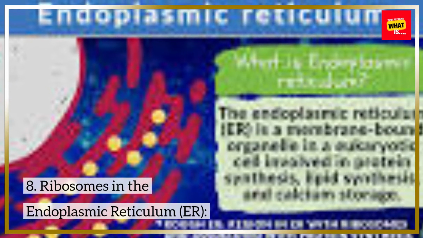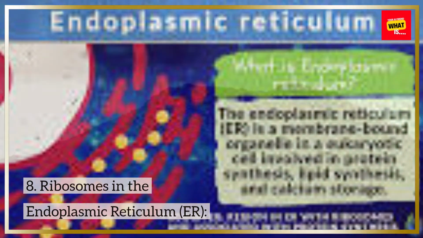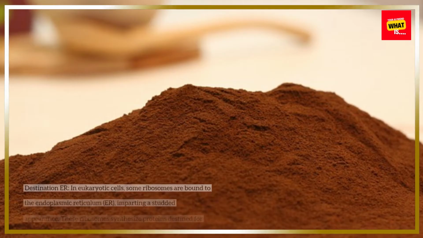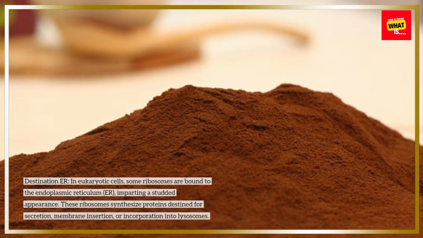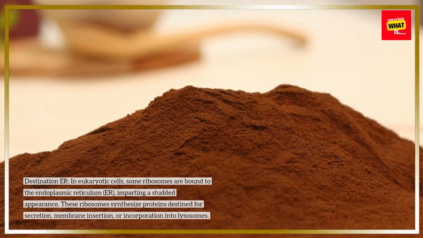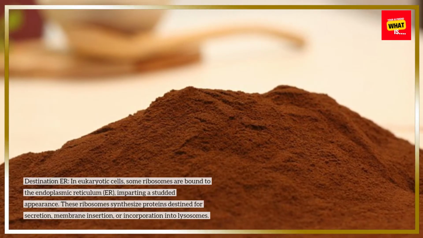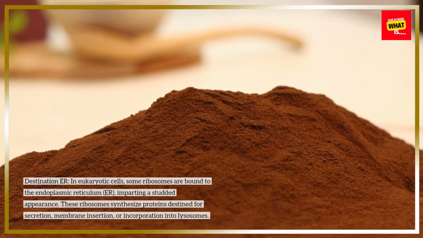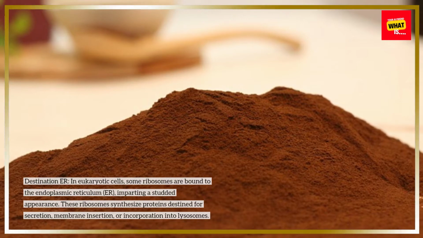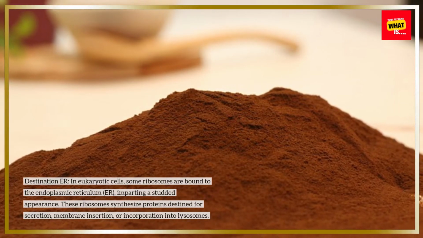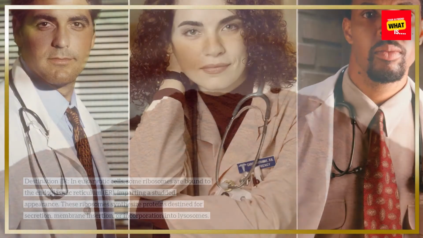8. Ribosomes in the endoplasmic reticulum. Destination. In eukaryotic cells, some ribosomes are bound to the endoplasmic reticulum, imparting a studded appearance. These ribosomes synthesize proteins destined for secretion, membrane insertion, or incorporation into lysosomes.